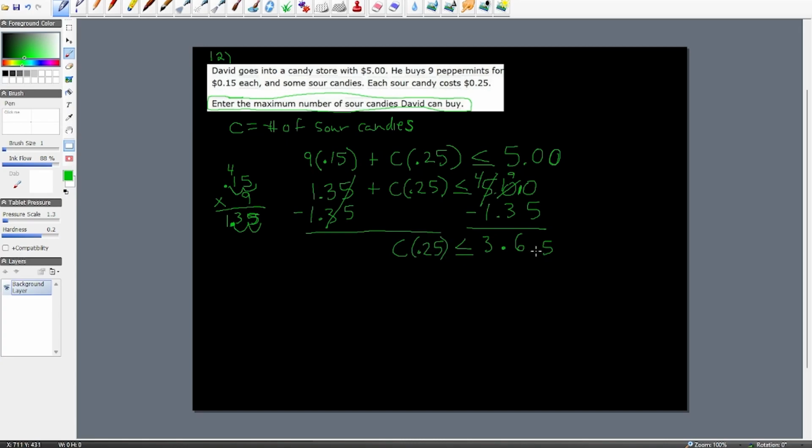And we're very close to solving this problem now. We have C times 0.25 is less than or equal to 3.65. We just need to get C by itself. So let's do the inverse operation of what's being done to it. And we're going to divide by 0.25. Divide by 0.25.